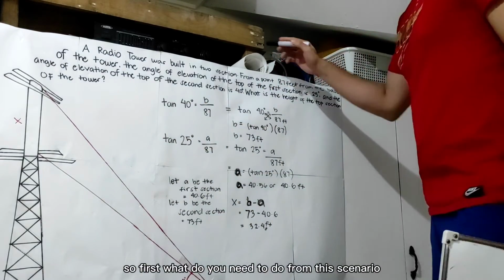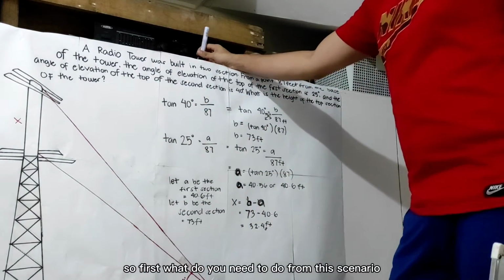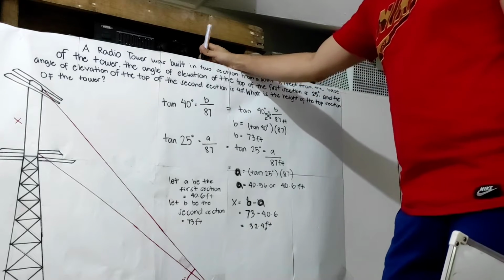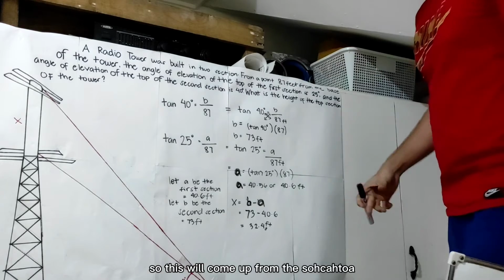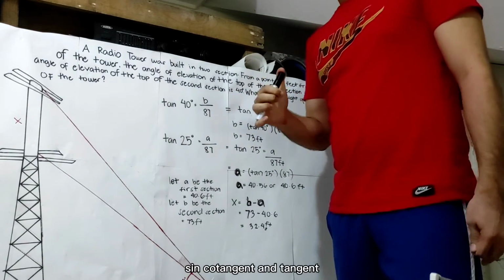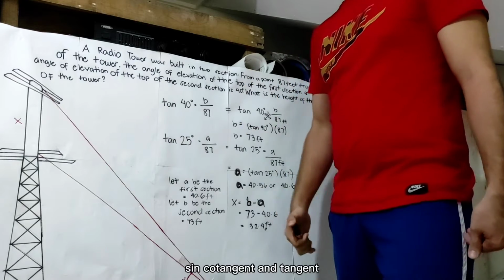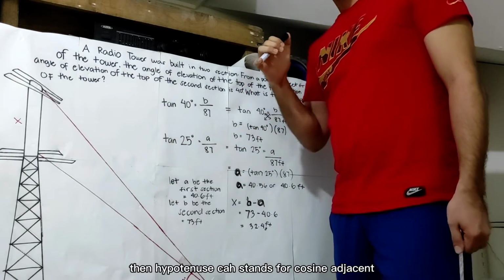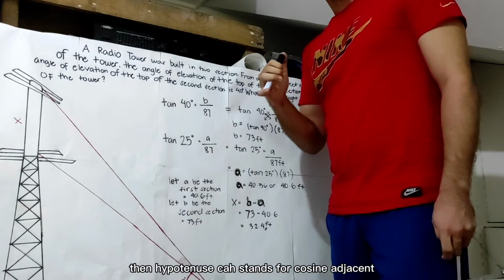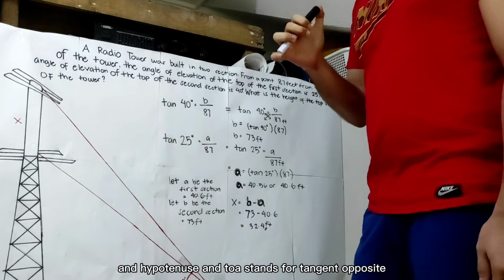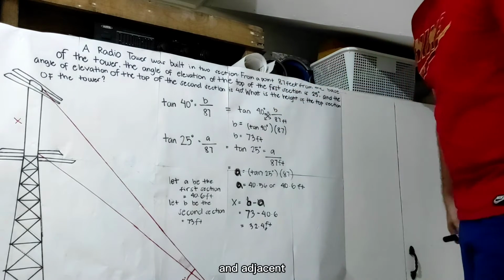So first, what do you need to do from this scenario? You are given two angles and the base. So this will come from SOHCAHTOA. What is SOHCAHTOA? SOH stands for sine, opposite, and hypotenuse. CAH stands for cosine, adjacent, and hypotenuse. And TOA stands for tangent, opposite, and adjacent.